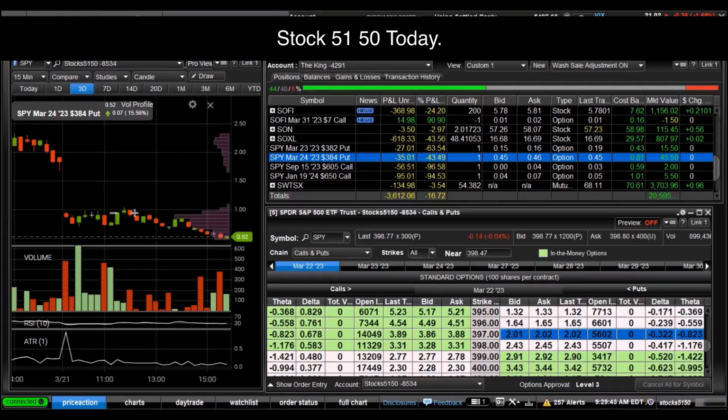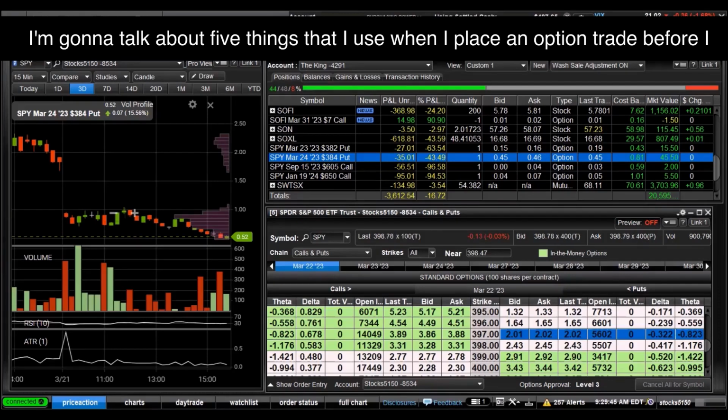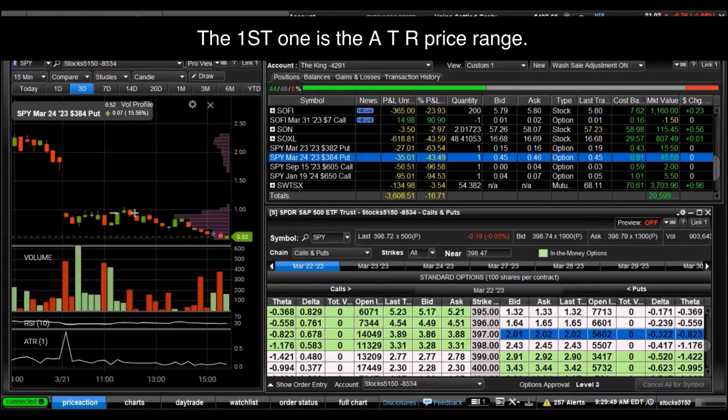Today I'm going to talk about 5 things that I use when I place an options trade before I place the trade. The first one is the ATR price range.